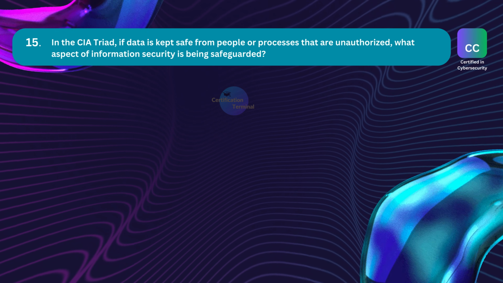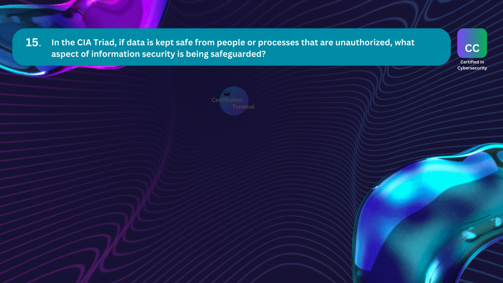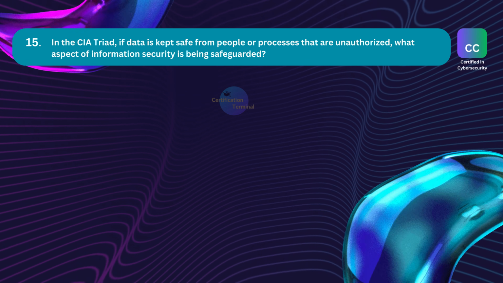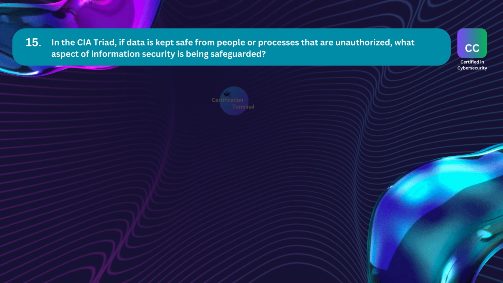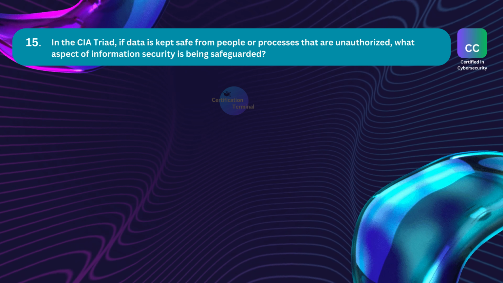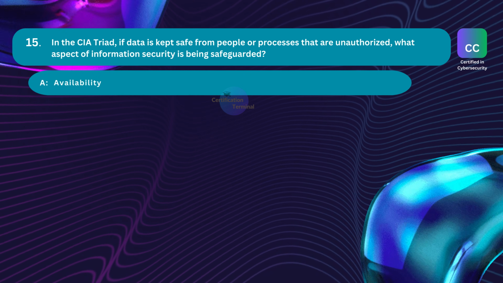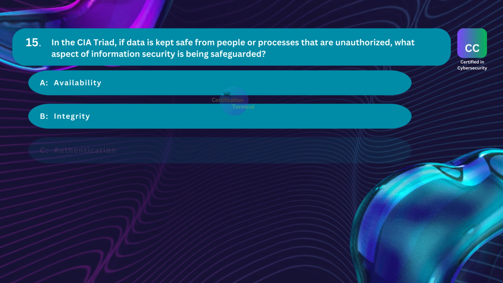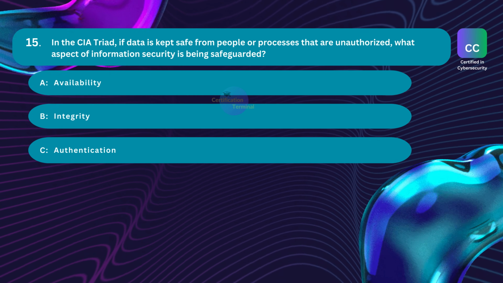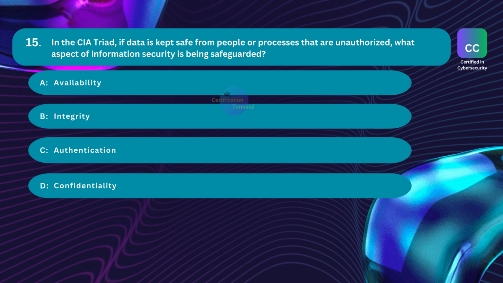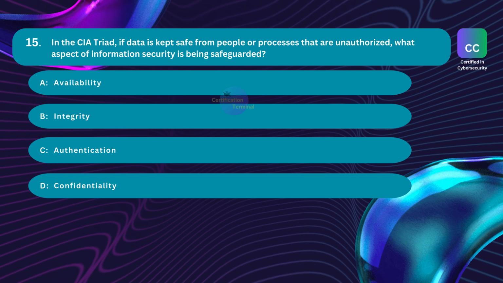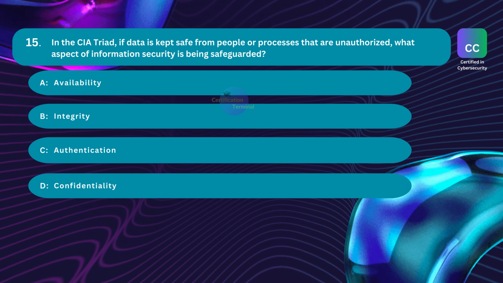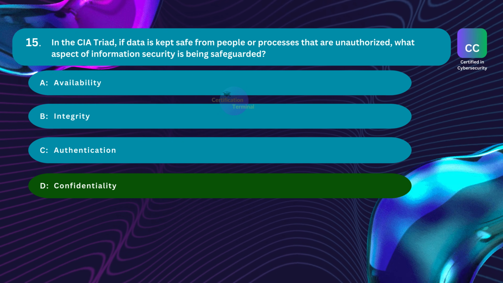Question number 15. In the CIA triad, if data is kept safe from people or processes that are unauthorized, what aspect of information security is being safeguarded? Option A, availability. Option B, integrity. Option C, authentication. Option D, confidentiality. The correct answer is Option D, confidentiality.